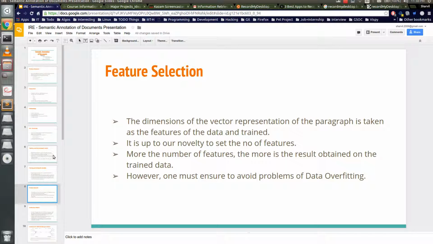Of course, the feature selection, as I said, the dimensions are all left to our novelty, and as the number of features increases, the accuracy and the other evaluation parameters will increase.